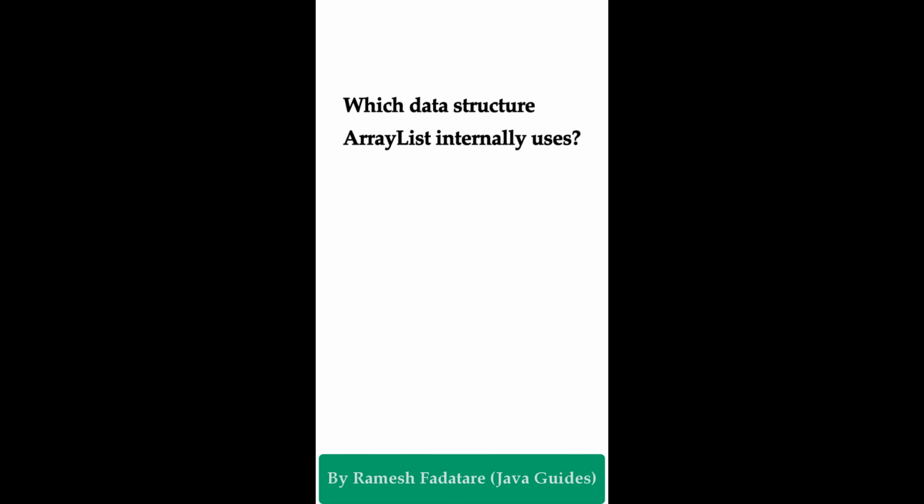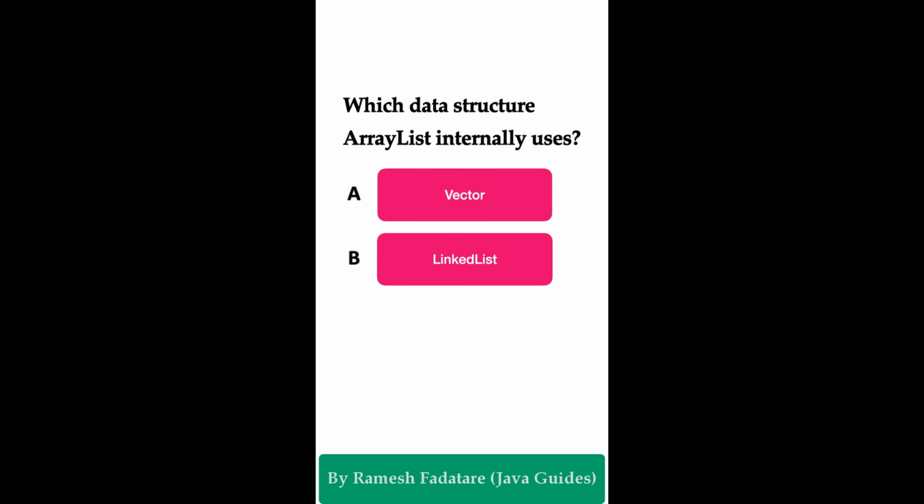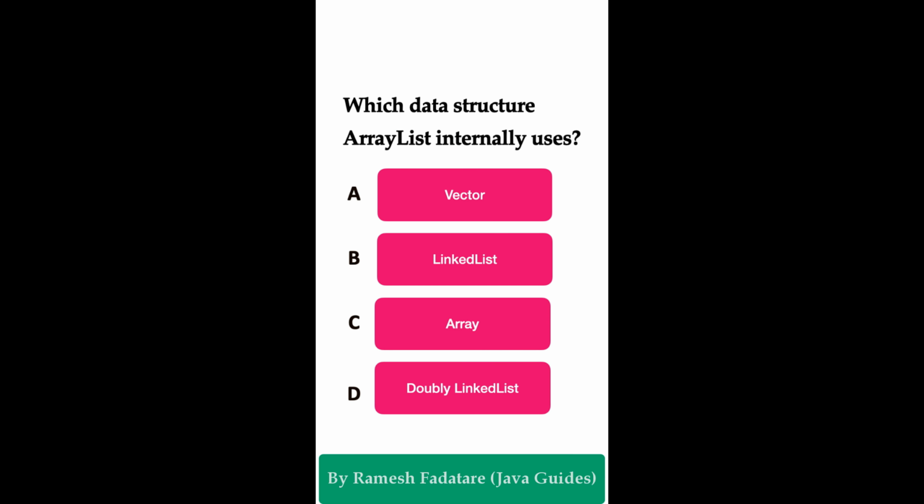Which data structure does ArrayList internally use? Option A, vector. Option B, linked list. Option C, array. Option D, double linked list. Well, you have 5 seconds to answer this question.